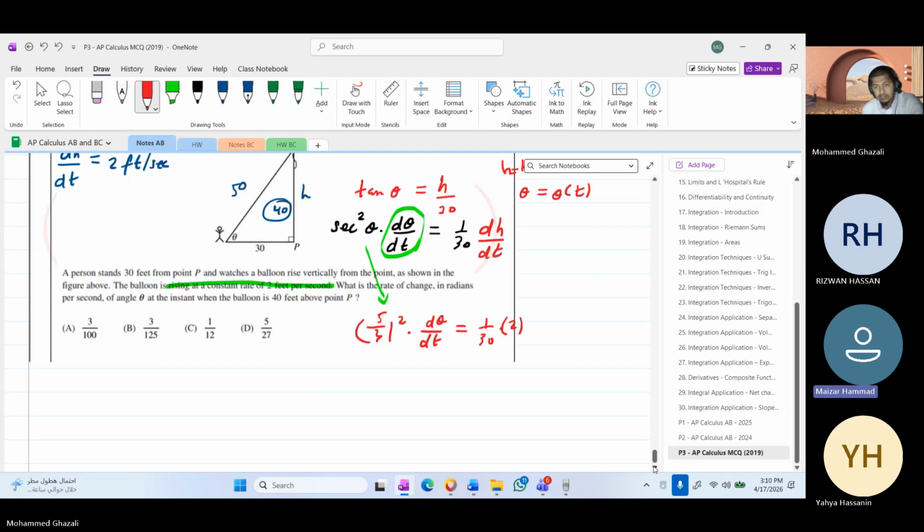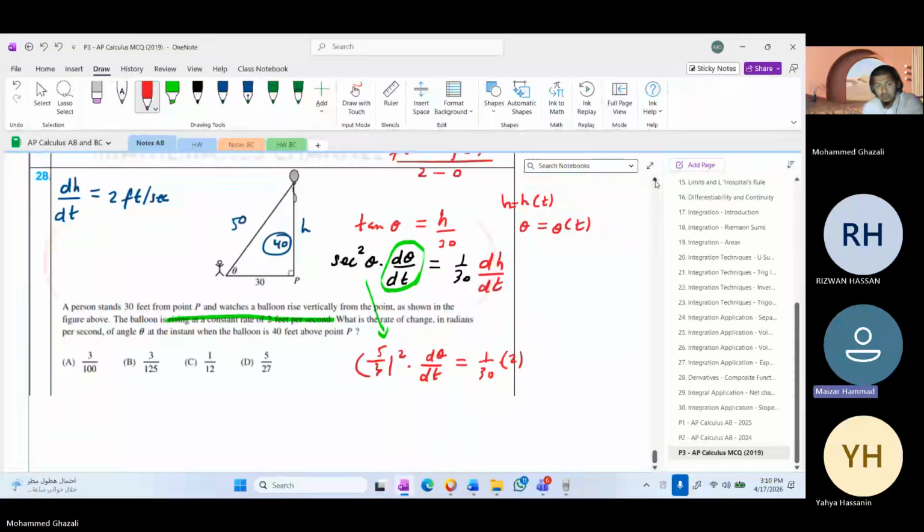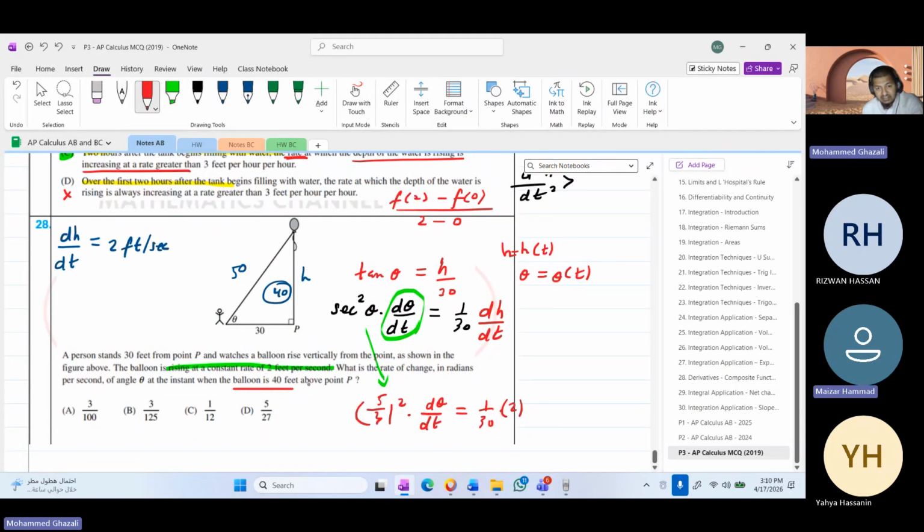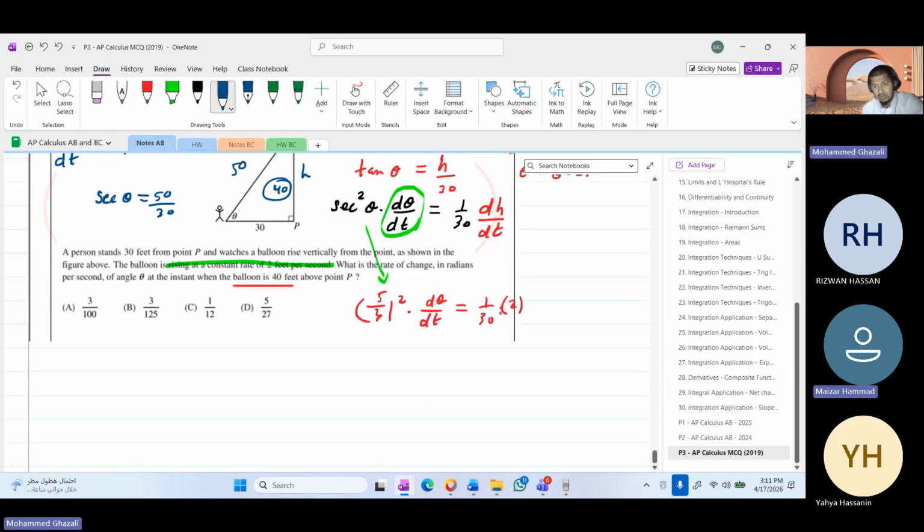They told us that's 2. Look at the information: 40 feet above the point, that's 40. So this is a 30, 40, 50 triangle. Pythagoras, you get 50. It's a 3, 4, 5 Pythagorean triple. You can solve for the hypotenuse using Pythagoras. What is sec squared theta from this triangle? Sec is hypotenuse over adjacent, 50 over 30, which is 5 over 3. 5 over 3 squared times.